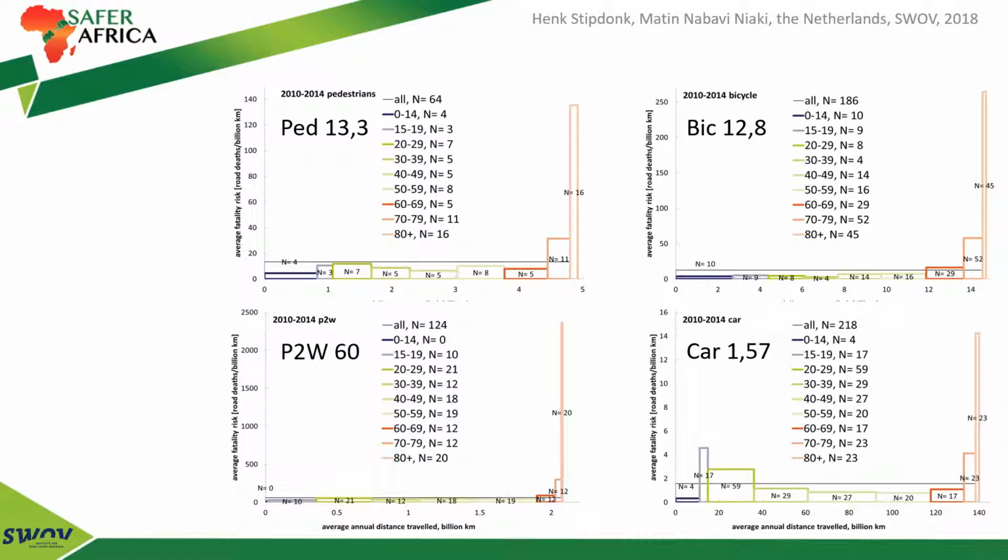Horizontally we see average annual distance traveled in billion kilometers, so a total distance traveled of 5 billion kilometers by pedestrians and 15 in total billion kilometers traveled by bicycle, and so on. And vertically we see average risk in death per billion kilometers. So over here is average risk, and the data over here are the average for all age groups. Each bar has a horizontal width equal to the distance traveled for each age group. So for example, this width corresponds to the distance traveled in the age group of people of between 20 and 29 years of age.